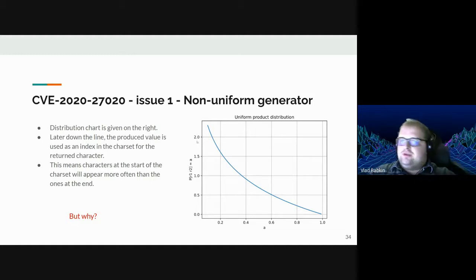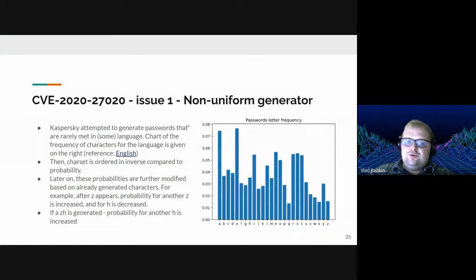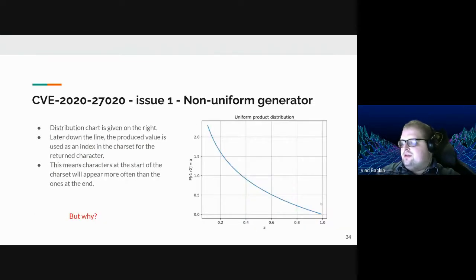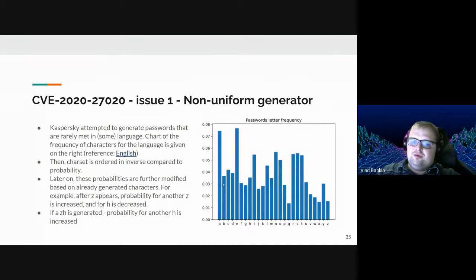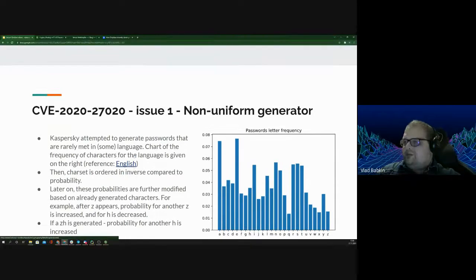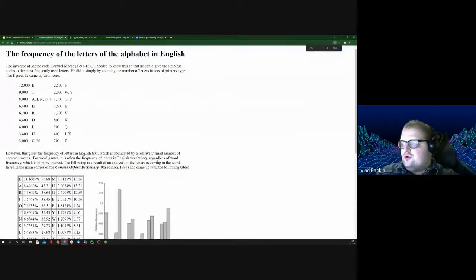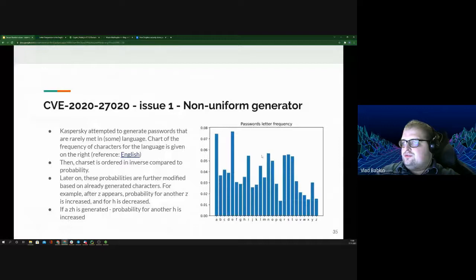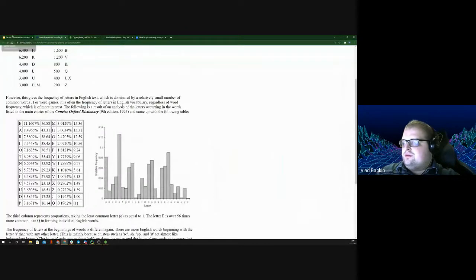This is extremely close to what they actually did, except that instead of using weird characters like exclamation marks or tildes at the start, and characters from the normal alphabet at the end, they actually ordered the alphabet this way. Kaspersky attempted to generate passwords that are rarely met as a word in some language. Specifically, this distribution they had, thanks to this line and ordering the character set from the least probable characters in the language to the most probable ones, pretty closely resembles the chart for English. Not one-to-one, but pretty darn close. I think it's easily visible. While not exactly English, it's uncomfortably close.